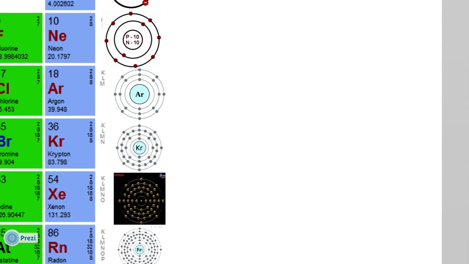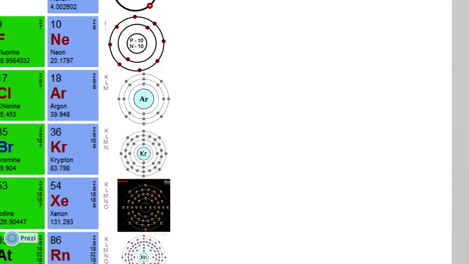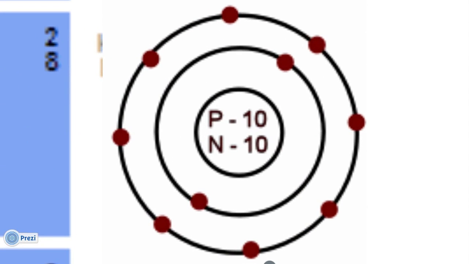Let's take a closer look at these noble gases. This is the Bohr model of neon. Neon has 8 valence electrons, that is 8 electrons in its outermost shell. And as you can see, all the other noble gases also have the same number of electrons in their outermost shell, making them very stable, making them unreactive.